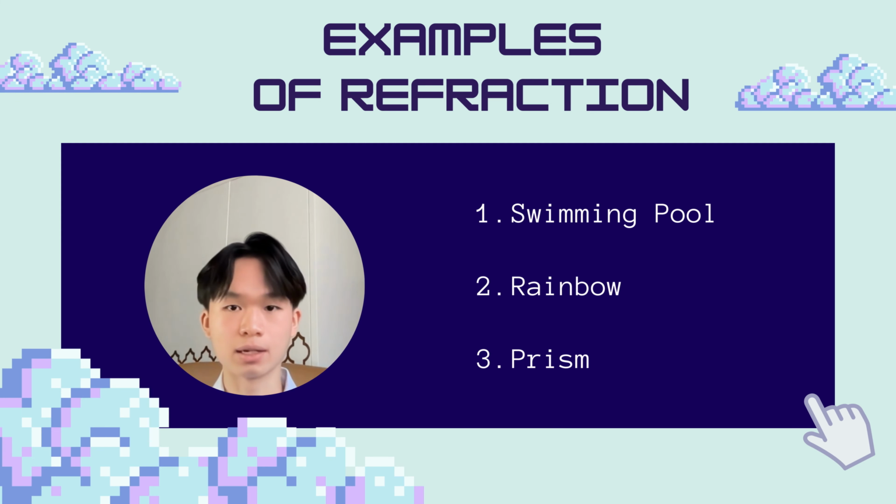Examples of refraction. First, since light refraction causes the light coming from the pool's bottom to bend at the surface, a swimming pool always appears shallower than it actually is. Second, refraction can be seen in the rainbow that results from the sun's rays bending in raindrops. Third, due to light refraction, when white light enters a prism, it is separated into the colors red, orange, yellow, green, blue, and violet.